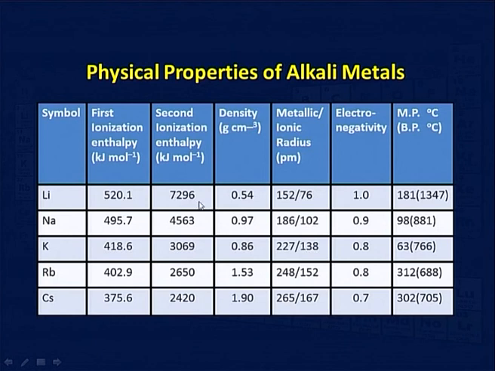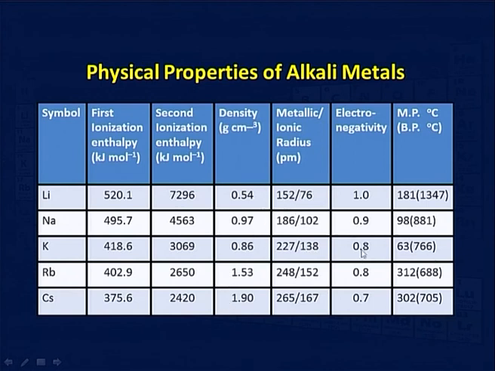So, you can see that, and as we go down the group, because of the increase in shell, they keep on decreasing in that order. You can see this 4500 odd, there is 3069, there is 2650, 2420. So, you can see that the second ionization energy is very high, and they do not form any compounds in this oxidation state. Now, coming to density, again you can see the density as we go down the group.